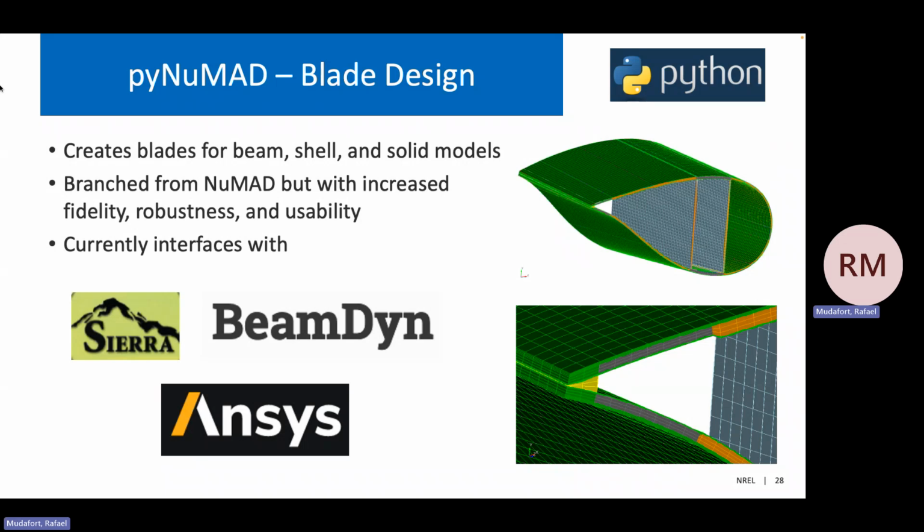PyNuMAD is an evolution of the MATLAB NuMAD structural analysis system, and this is used for generating wind turbine blade cross sections and full 3D models. And then this can be used to generate BeamDyn models for use by OpenFAST. It also works with a whole suite of other software. This is developed by Sandia Labs.